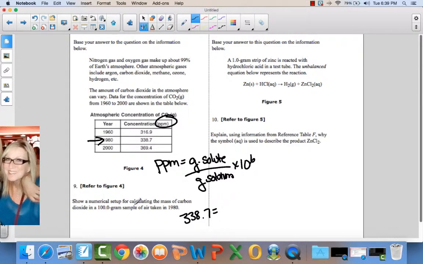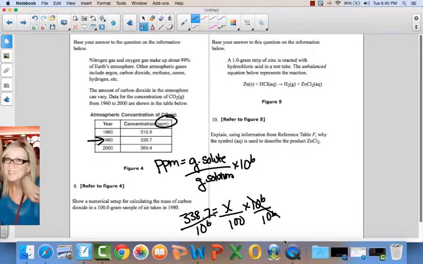So our parts per million is 338.7 equals, they want us to calculate the mass of carbon dioxide. So we don't know what that is, but we have a 100-gram sample of air times 10 to the 6th. If you did this right here, just like that, I gave you credit. I would have really preferred you to divide out the 10 to the 6th on both sides, leaving that. But if you did the first thing, that's fine, but you had to at least have had that.